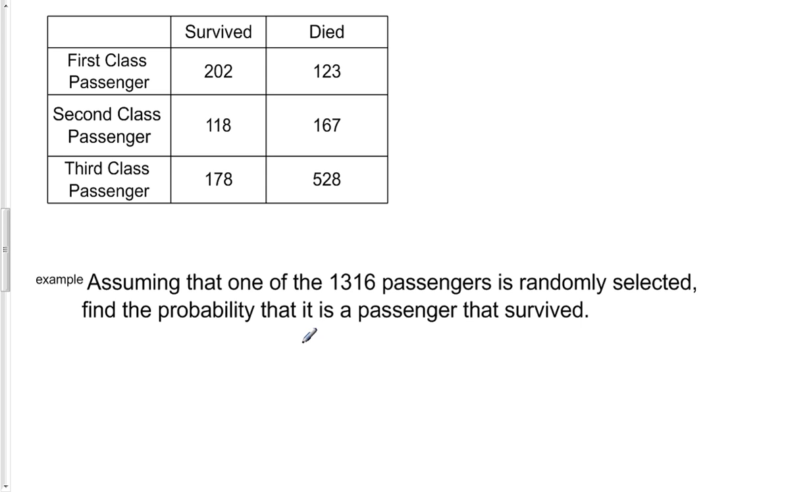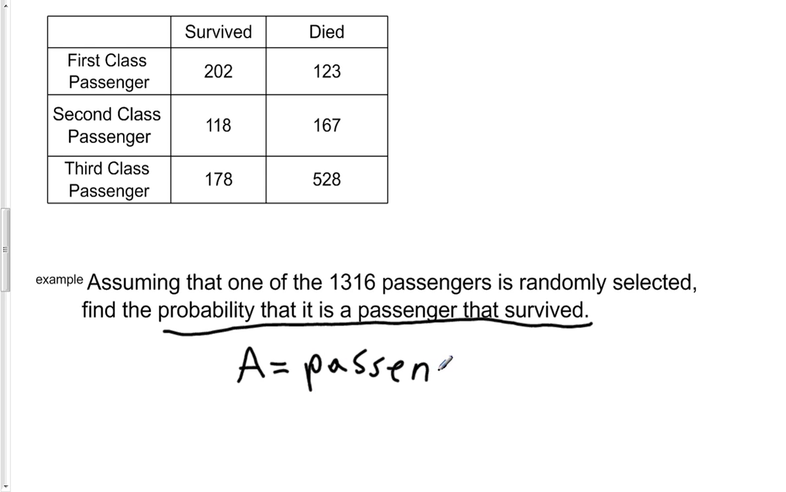The first thing is defining what the event is. We're looking for the probability that it is a passenger that survived. So A is going to be the event that we select a passenger that survives. Okay, so that is the event. The event A is we select a passenger that survives. What we want is to find the probability of A.